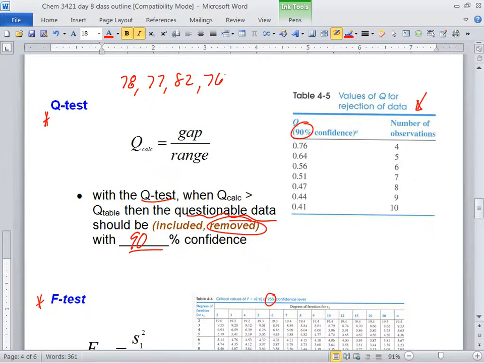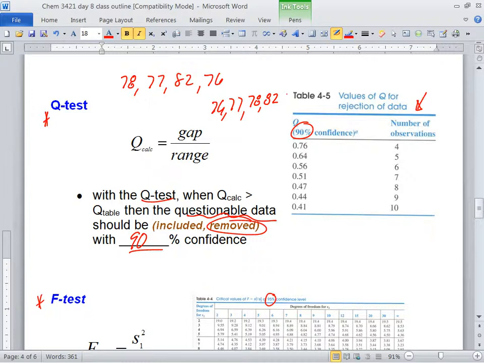Okay, did you hear? She said the range, for example, would be like 76 to 82. So what she's doing, what I do first, is I list them from lowest to highest. Right? List them from lowest to highest. Otherwise, you might screw up somewhere. 76, 77, 78, and 82. Okay?